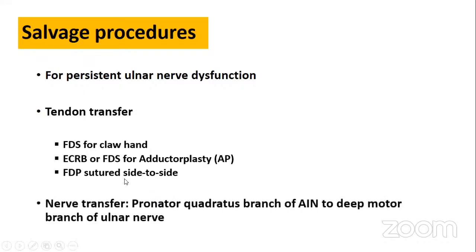One of the new things is the nerve transfer. We use the pronator quadratus branch of the anterior interosseous nerve. We could put it to the deep motor branch of the ulnar nerve. Okay, so that pronator quadratus, we have two pronators, so this amount of denervation doesn't cause much of a disability. So that branch from the median nerve is taken, and it is connected to the deep motor branch of the ulnar nerve. Especially with this, the intrinsics recover very nicely.